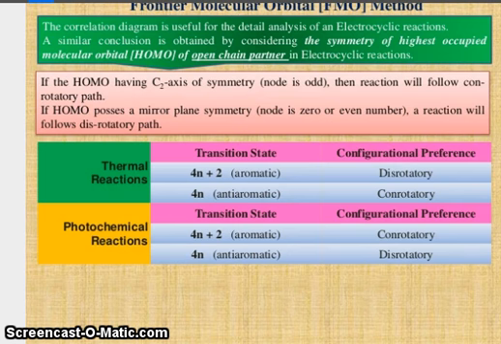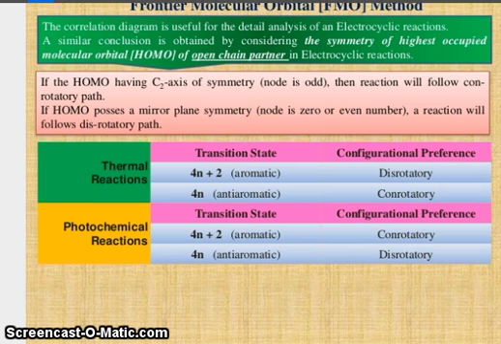So, the frontier molecular orbital method. The correlation diagram is useful for the detailed analysis of electrocyclic reactions. A similar conclusion is obtained by considering the symmetry of the highest occupied molecular orbital of the open-chain partner in an electrocyclic reaction. If the HOMO has a C2 axis of symmetry and the node count is odd, the reaction will follow the conrotatory path. If the HOMO possesses a mirror plane symmetry and the node count is 0 or an even number, the reaction will follow the disrotatory path.